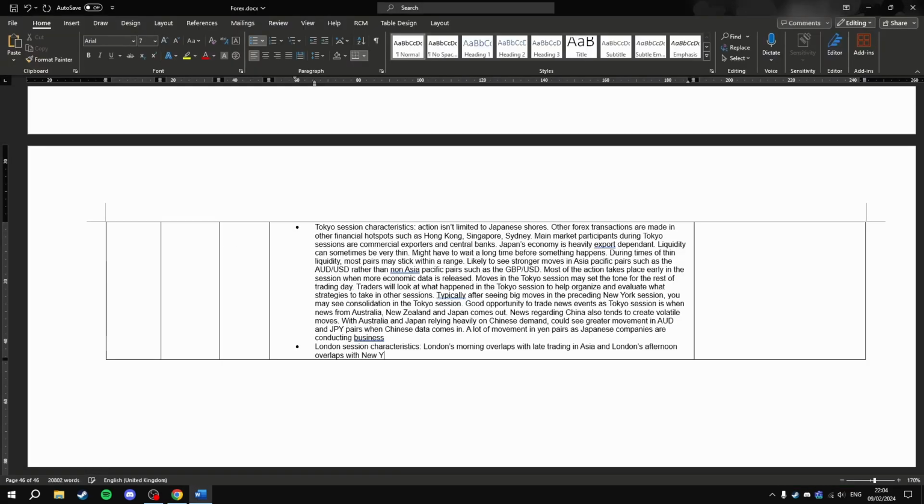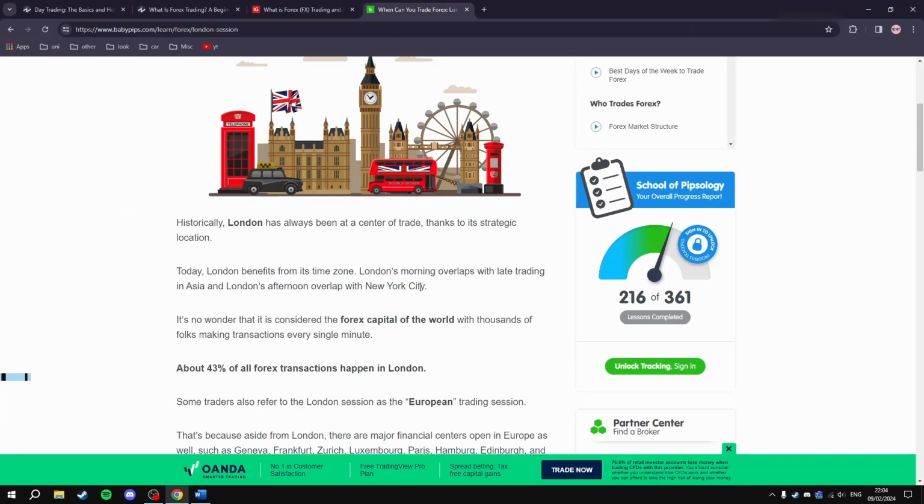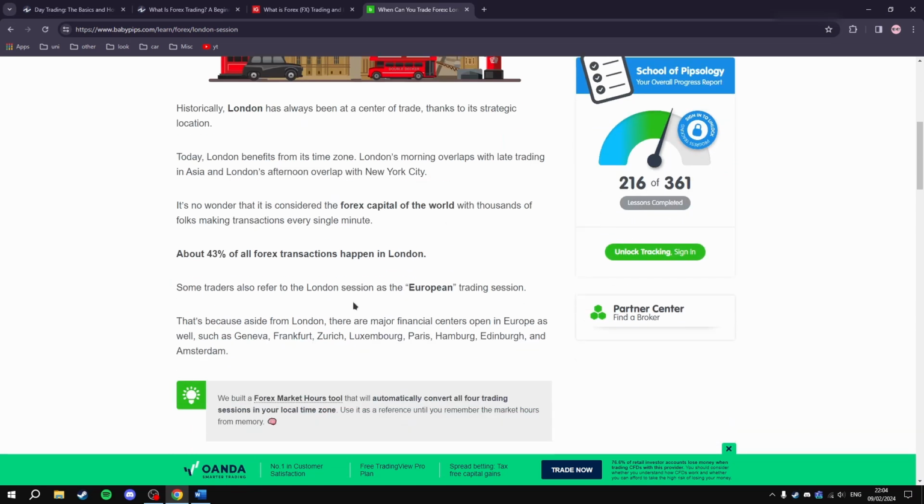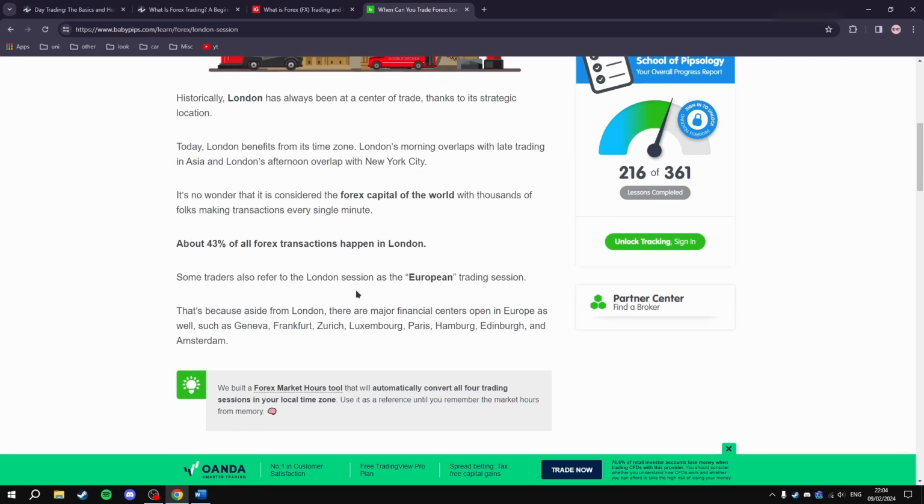It's no wonder that it is considered the Forex capital of the world, with thousands of folks making transactions every single minute. About 43% of all Forex transactions happen in London. Some traders also refer to London session as a European trading session.